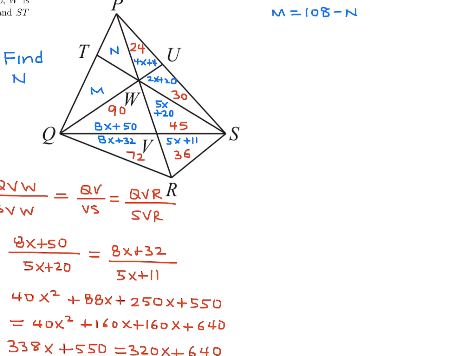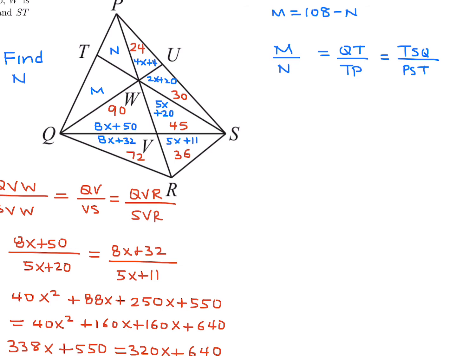Okay, now let's figure this out. M over N is the same as the bases QT over TP. But I can also use the big triangles, which would be TSQ over PST. And there you go. That should be enough for us to figure out M and N. And our goal is, of course, to figure out N. Okay, here we go.